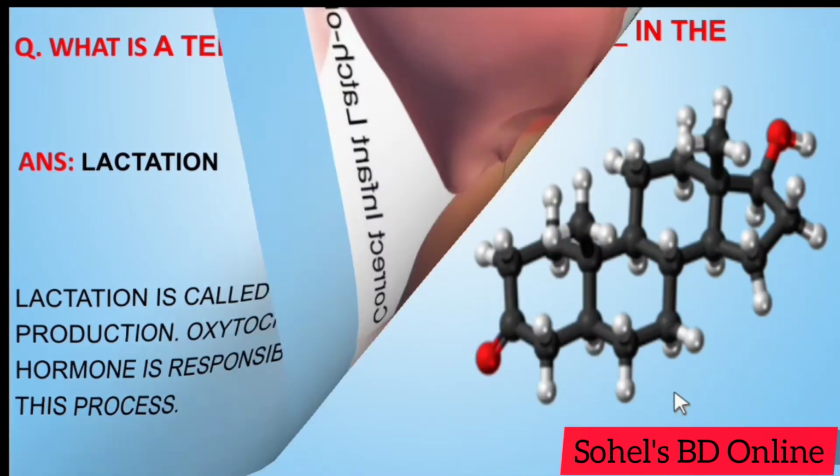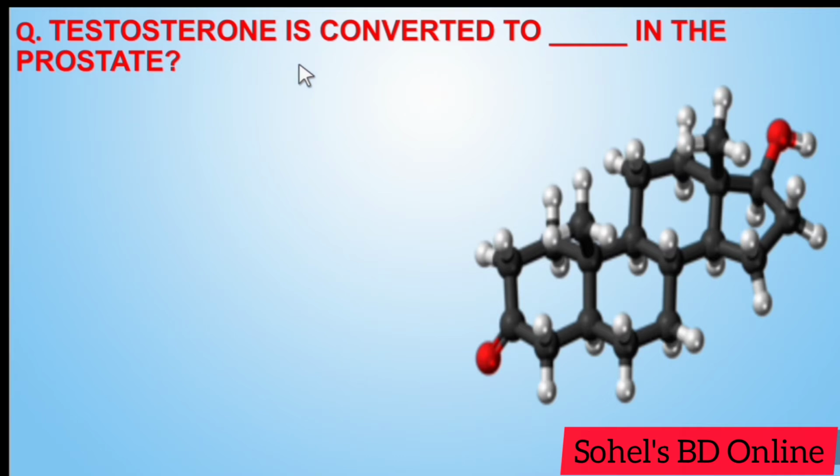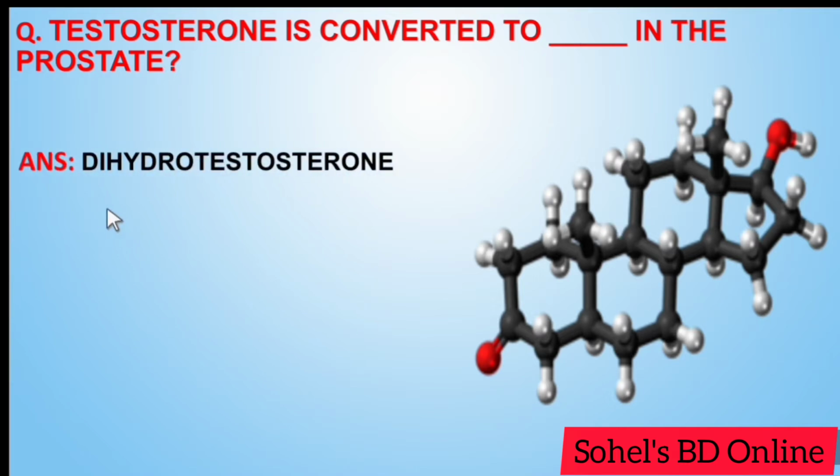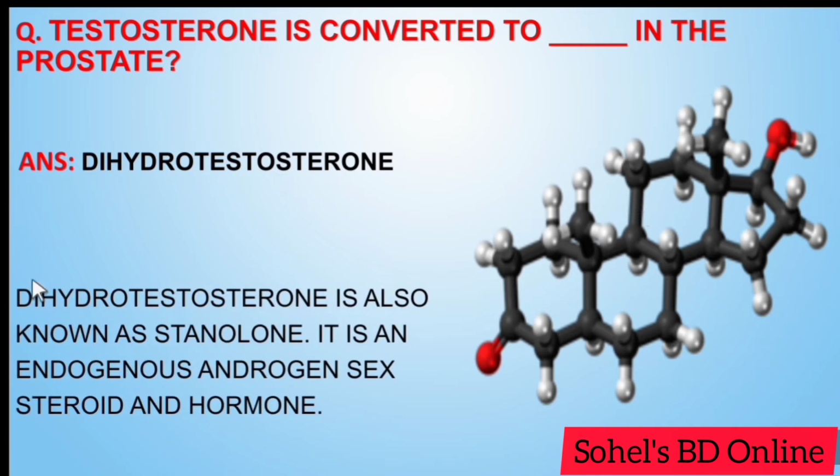Next, testosterone is converted to dash in the prostate. Answer: dihydrotestosterone. Dihydrotestosterone is also known as stanolone. It is an endogenous sex steroid and hormone.